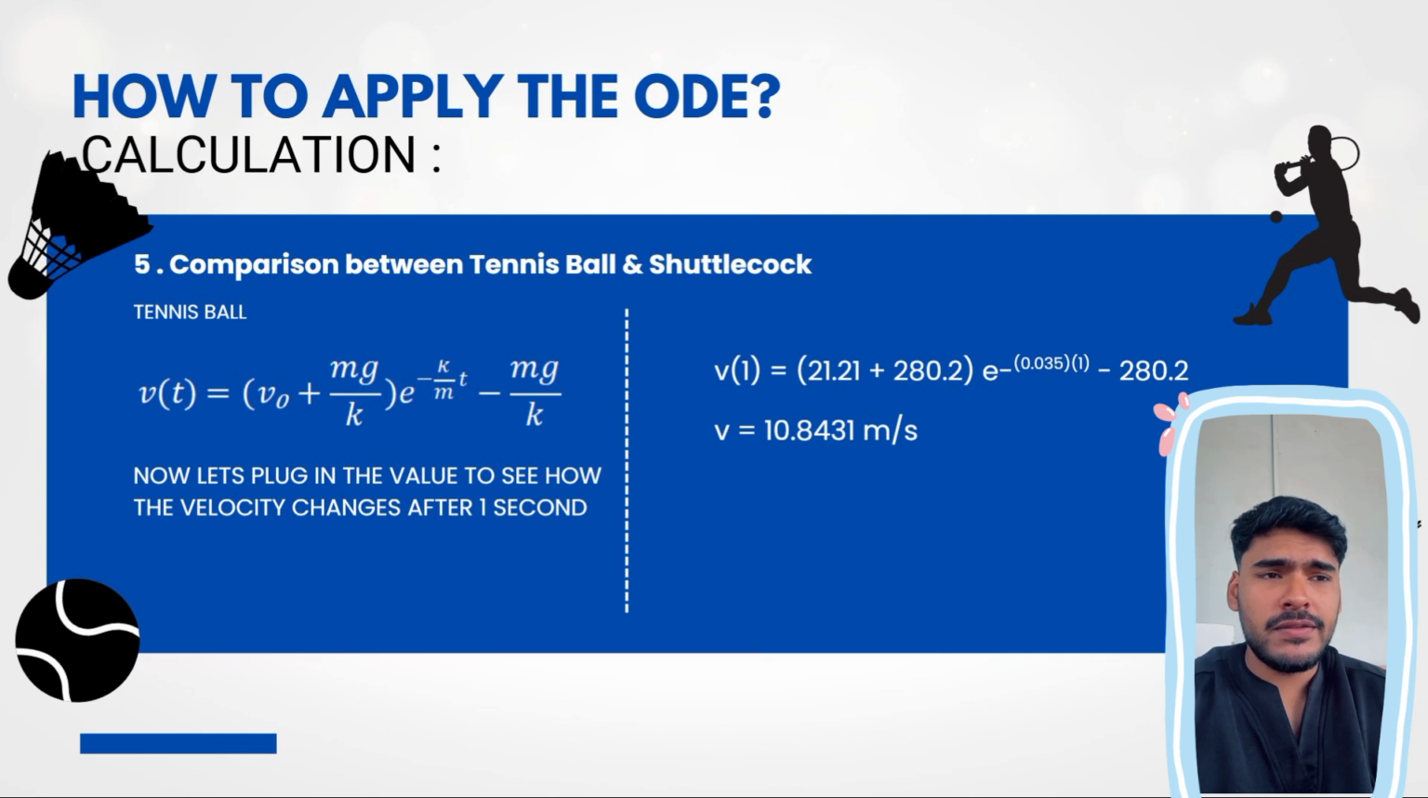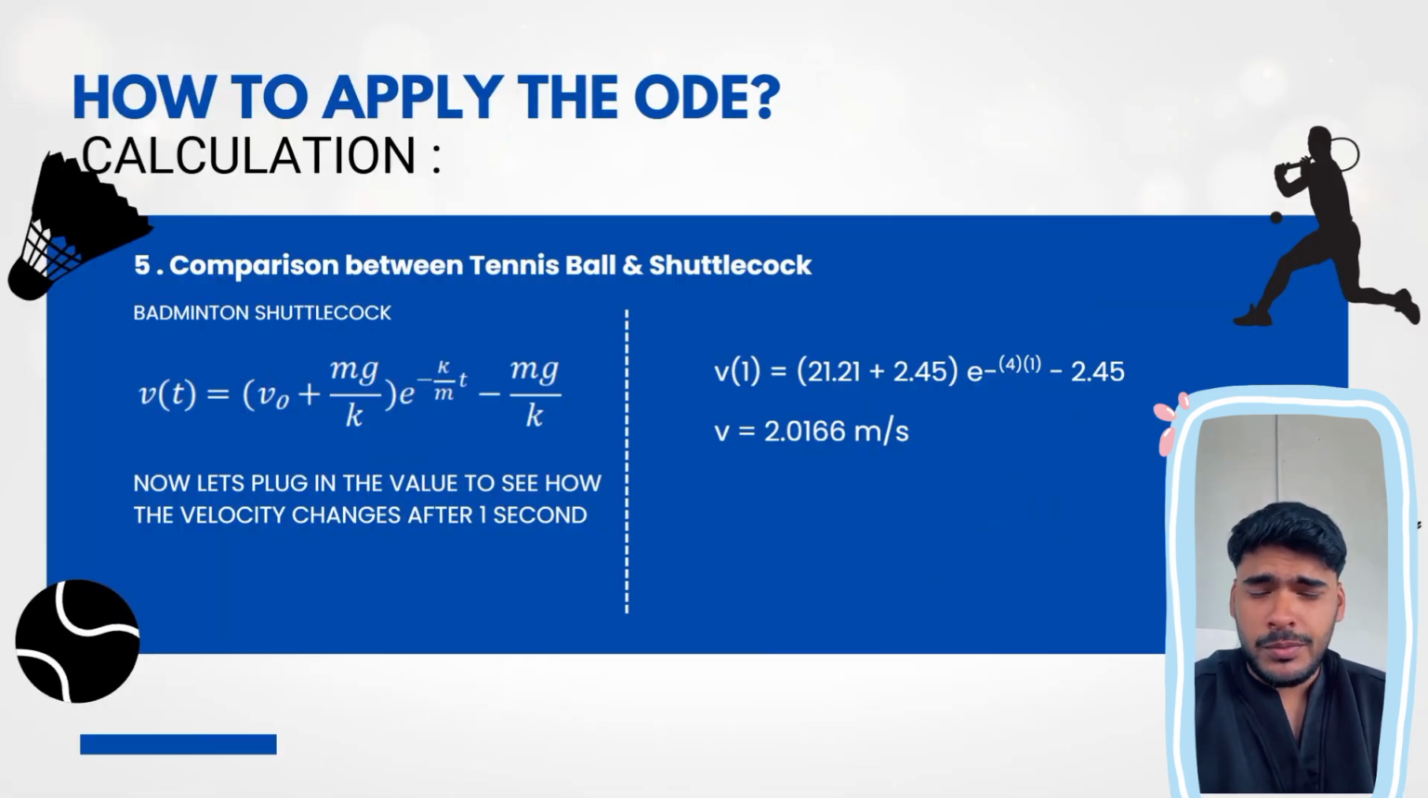So we plug in the value: v times 1 equals the initial velocity 21.21 plus 280.2 (mg over k) multiplied by exponential power of negative 0.035 times 1, minus 280.2. So we get the velocity for the tennis ball after 1 second equals 10.8431 meters per second. So we move to the next.